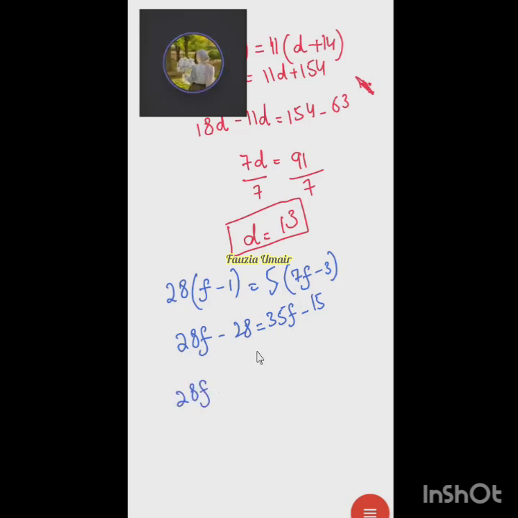और 28f के साथ क्या होगा? This minus 35f is equal, minus 35f. And on this side it is minus 15. Now this minus 28 would become plus 28. Now what is 28f minus 35f? Minus 7f. जी बेटे. What is minus 15 plus 28?